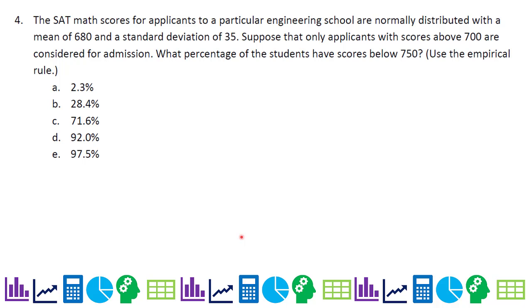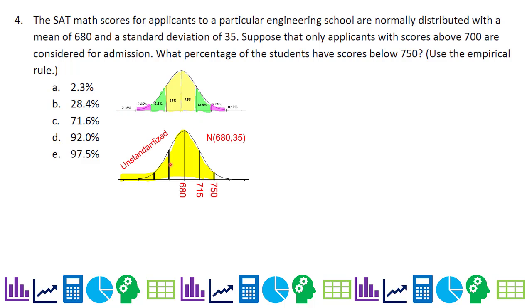The SAT math scores for applicants to a particular engineering school are normally distributed with a mean of 680 and a standard deviation of 35. Suppose that only applicants with scores above 700 are considered for admission. I'm going to actually ignore this part of the question for right now, and we might revisit something like this in the future. I'm going to just say what percentage of the applicants have scores below 750 using the empirical rule. So again, we'll need the empirical rule, which is right here.